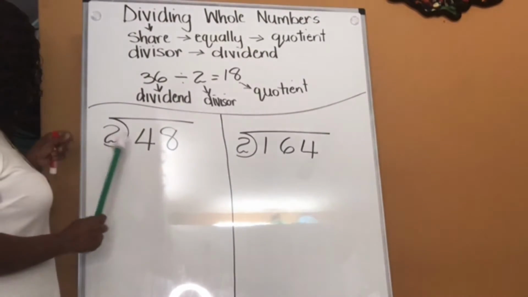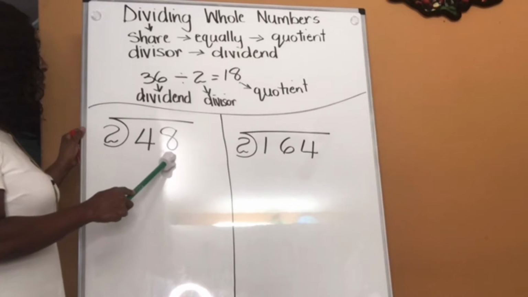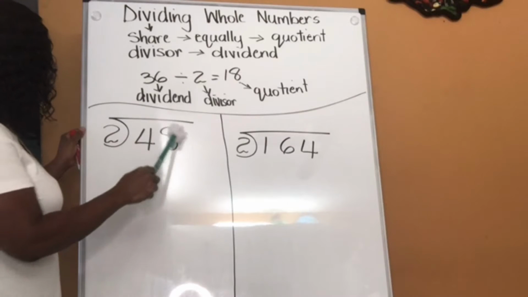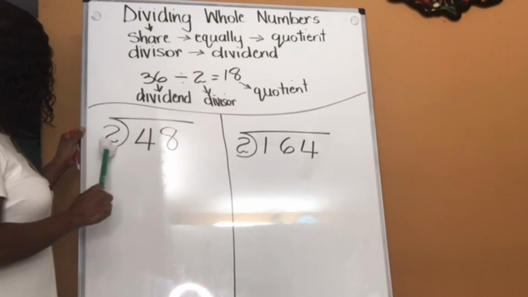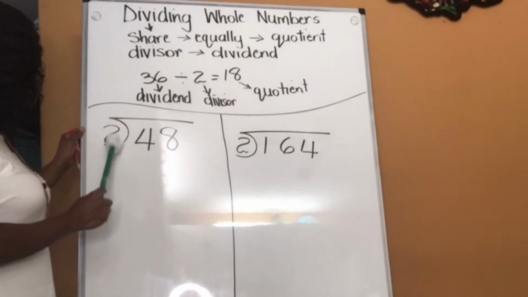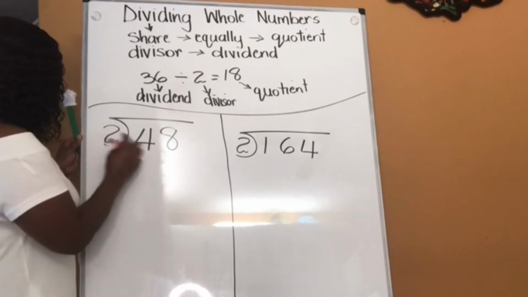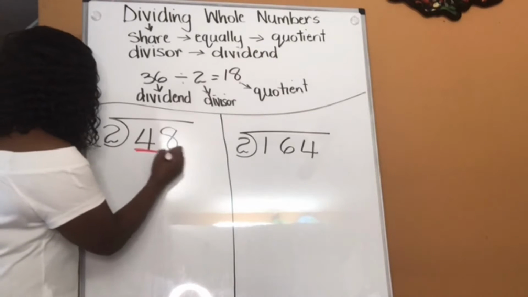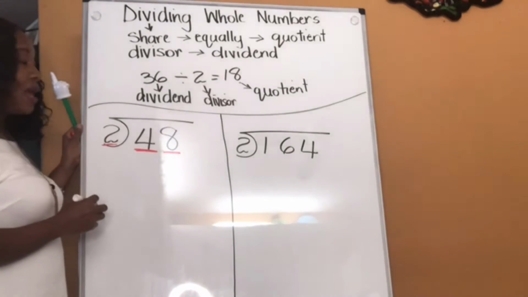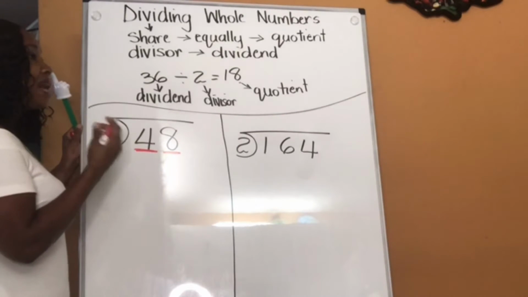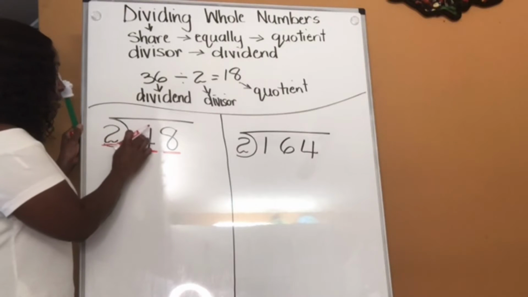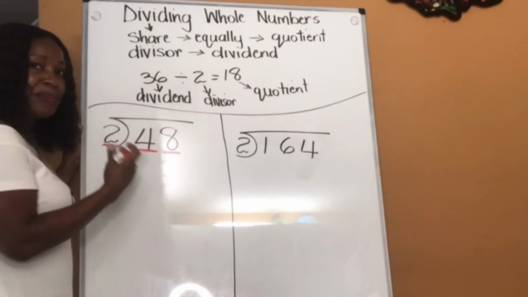So the first one is 48 divided by 2. Inside you have the dividend, outside you have the divisor. So we have 48 and we're going to divide it by 2. We divide each digit on the inside by this one digit on the outside. Now all I do is ask myself, how many sets of 2 can I get from 4? And you do it step by step.